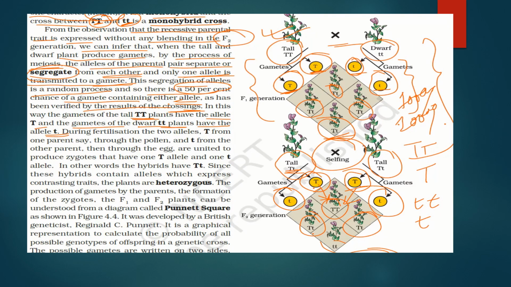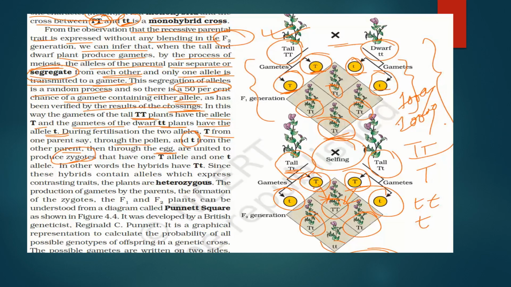Okay. So what is happening due to fertilization of these two alleles? T from one parent is coming through the pollen and t from the other parent is coming through the egg. This is how they are united to form the zygotes. So is it clear to everyone now?